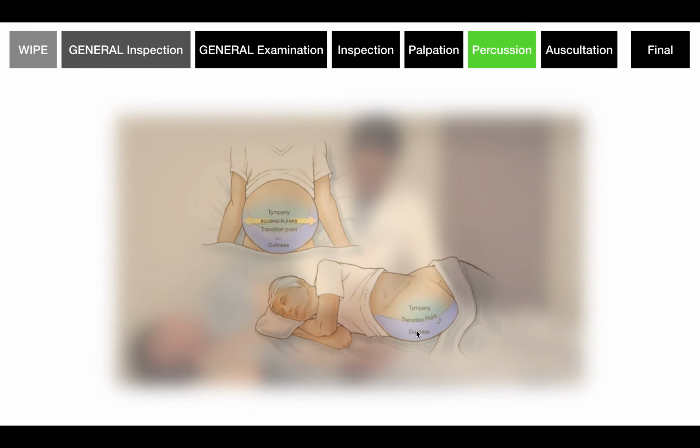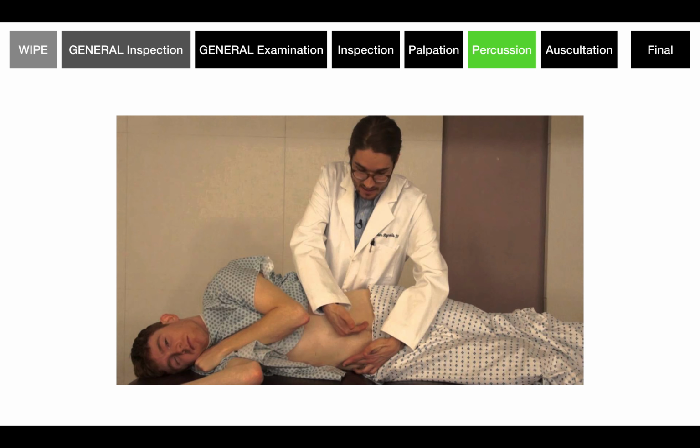It's this shifting dullness concept that is indicative of quite a large amount of ascites. So this doctor here is making a mistake in that he has turned the patient away from him, so this patient could quite easily fall off the bed. So you should turn the patient towards you for best practice.